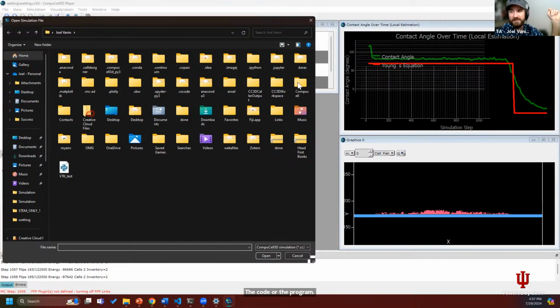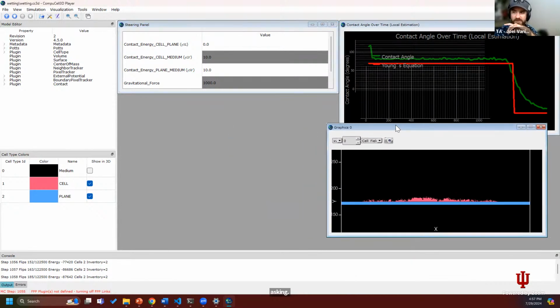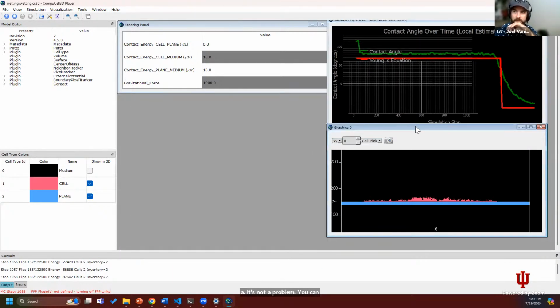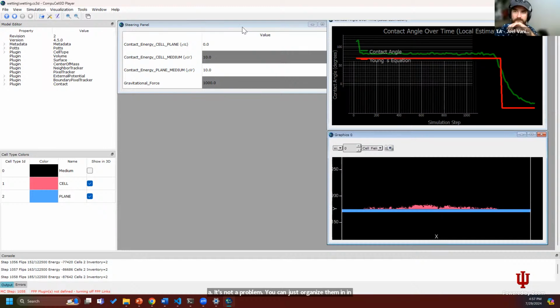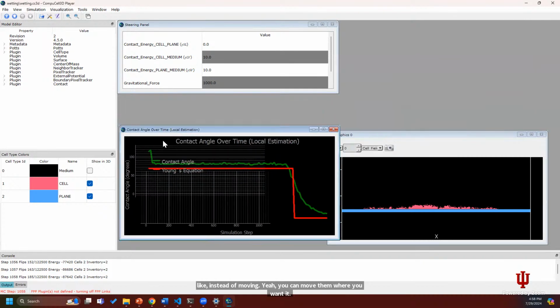Yeah, you will see these windows. The question was, does this disturb the lesson? Is it a problem that it opens in two windows? No, it's not a problem. You can just organize them in your field of view. You put them where you want, you can move them where you want. And as I said, they are all in Twedit.